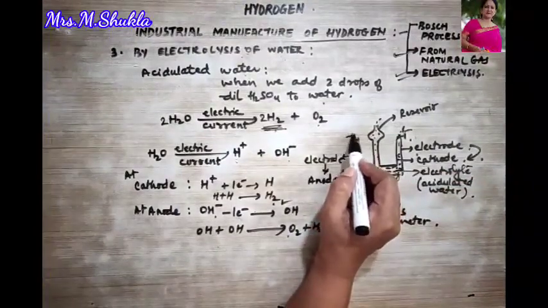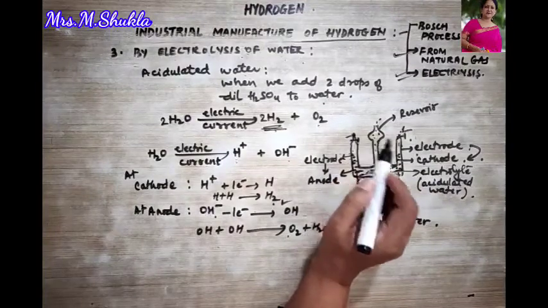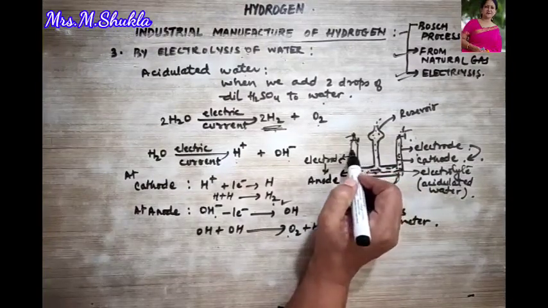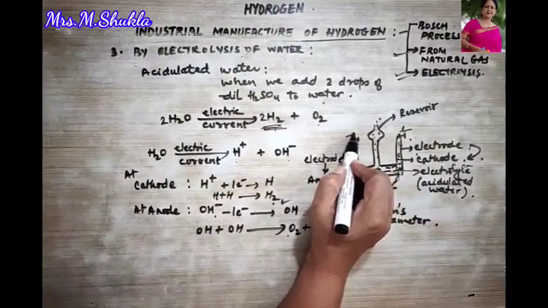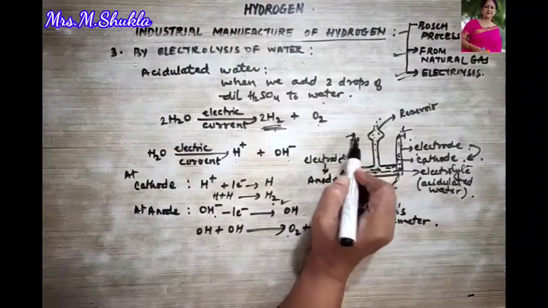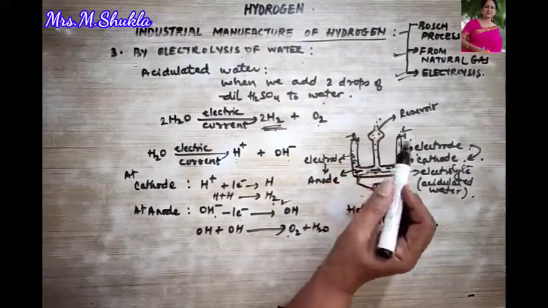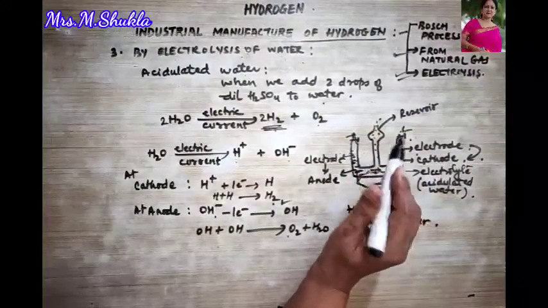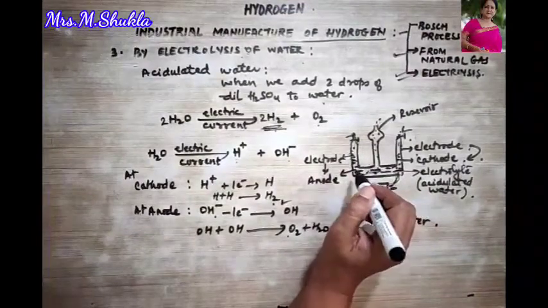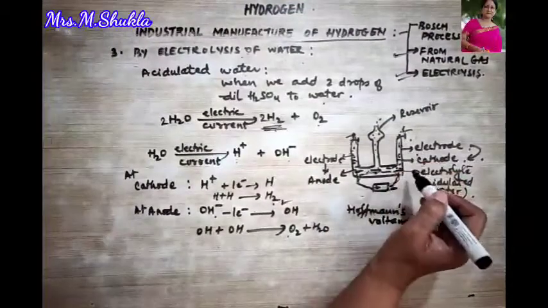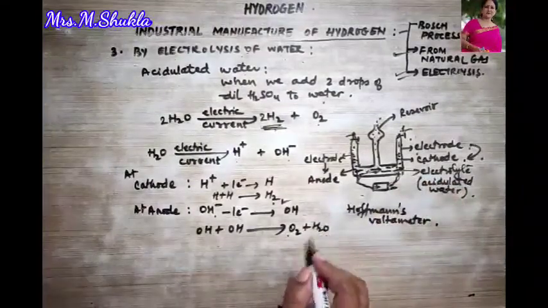Whereas if you bring a glowing splinter over here, open this knob and hold the glowing splinter for a second, what are we going to see? Oxygen helps in burning, and immediately the splinter rekindles brightly. So this is how we come to know that oxygen is present at the anode and hydrogen is obtained at the cathode. Okay, so that is all for today.